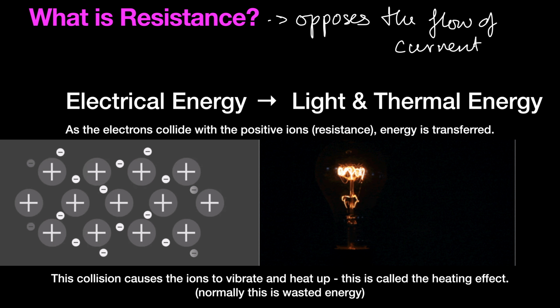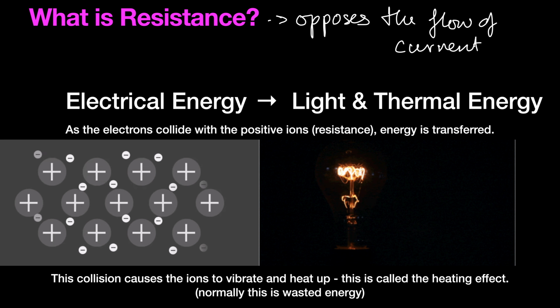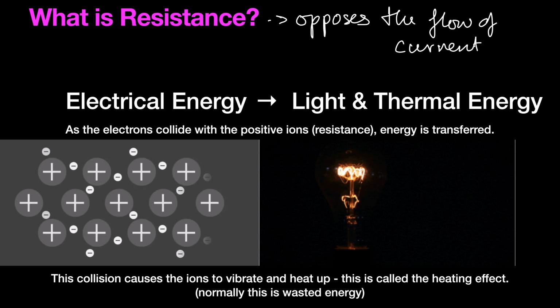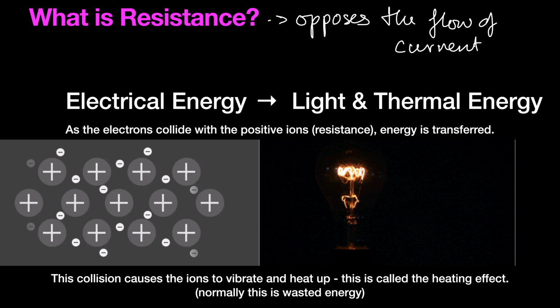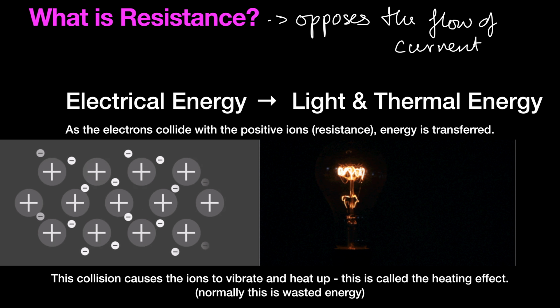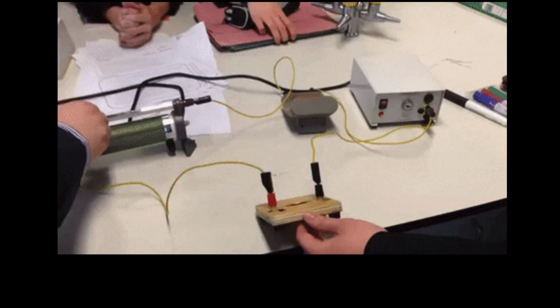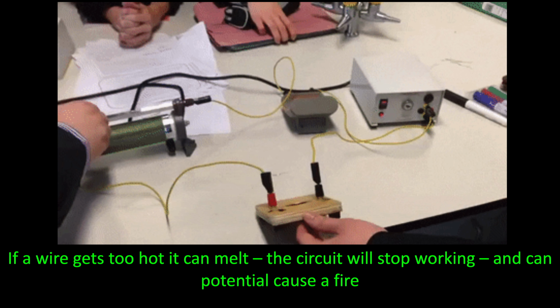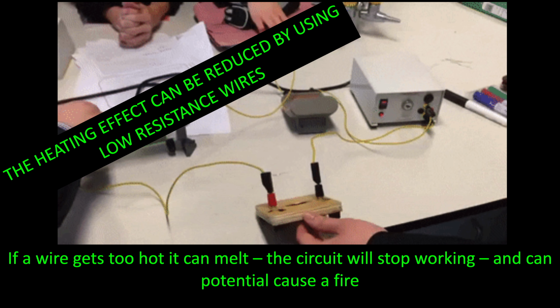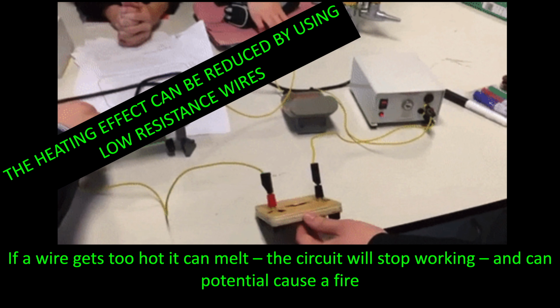These collisions cause the ions to vibrate and heat up, and this is called the heating effect. This thermal energy is often considered wasted energy, but it's extremely important in understanding electrical components. In some cases, if a wire gets too hot and the heating effect is very significant, the wire can melt. So in a lot of cases, it's beneficial to use low resistance wires and reduce that wasted heat energy.